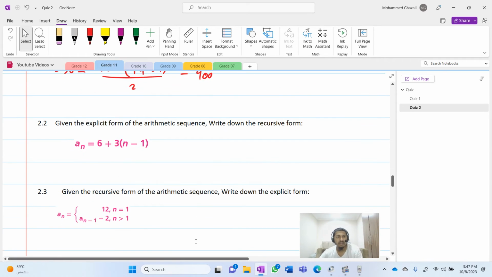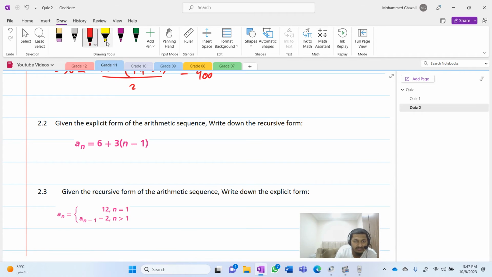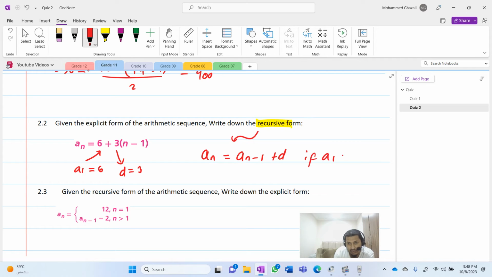Next one. Given the explicit form of the arithmetic sequence, write down the recursive. So we want to write down the recursive from the explicit. So if we're looking at the explicit formula, what we notice here is that A1 is equal to 6 and D is equal to 3. So what's the recursive form? Recursive form is AN is equal to AN minus 1 plus D if A1 is equal to.